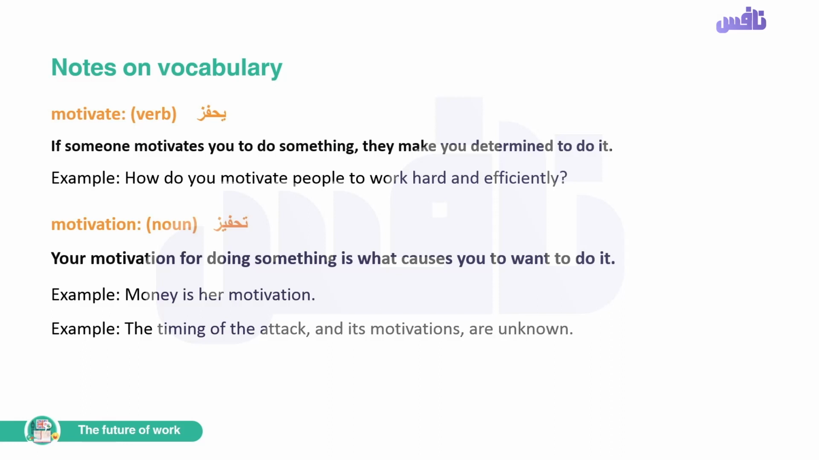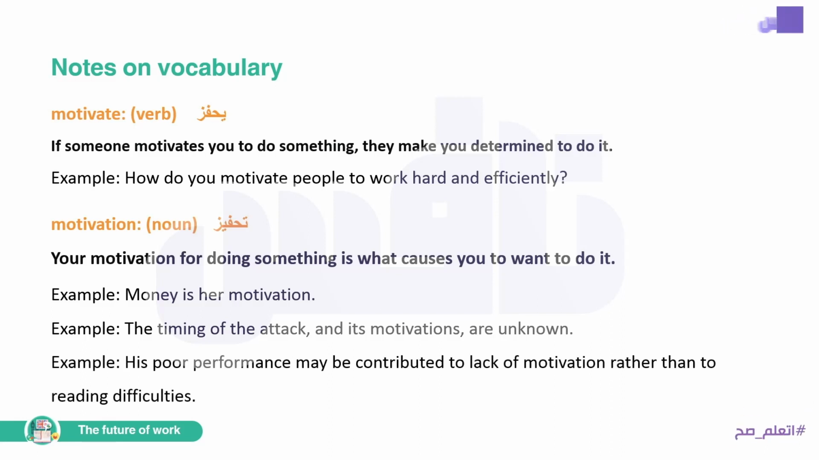unknown غير معروفة. Example number 3 his poor performance أداؤه الرديء maybe contributed to ربما يكون ساهم فيه. contribute to معنى يساهم فيه. ربما يكون ساهم فيه lack of motivation نقص التحفيز أو عدم وجود التحفيز rather than to reading difficulties. reading difficulties اللي هي صعوبات القراءة.